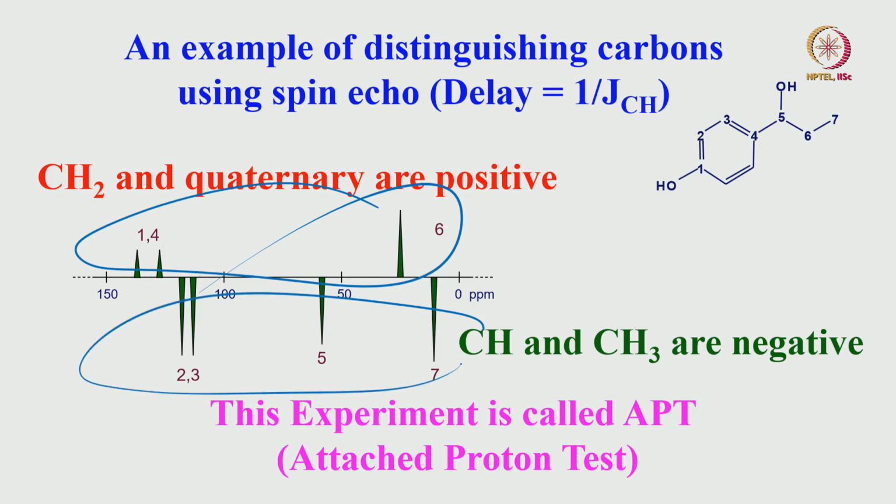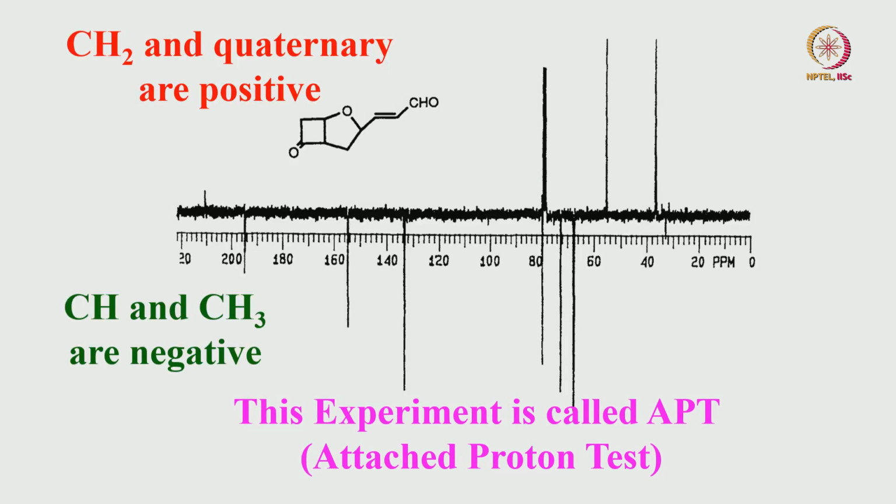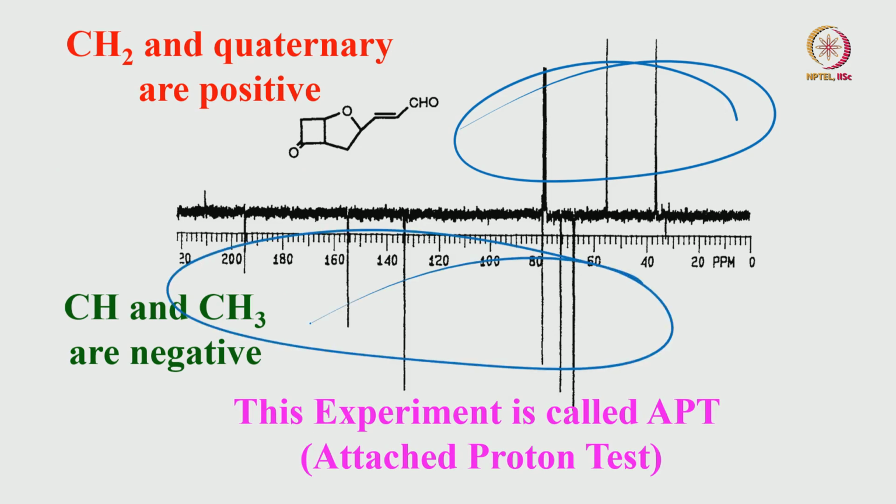This is called the attached proton test. By doing this spin echo experiment with J modulation, setting a delay equal to 1 over JCH, you can find out, depending upon the sign of the signal, whether it is positive or negative. You can say whether it is CH or CH3, whether it is quaternary or CH2. That is possible. This is a realistic example of a molecule. See, for this, these 3 are positive, corresponding to CH2, and this quaternary is positive. These are all CH3 and CHs.